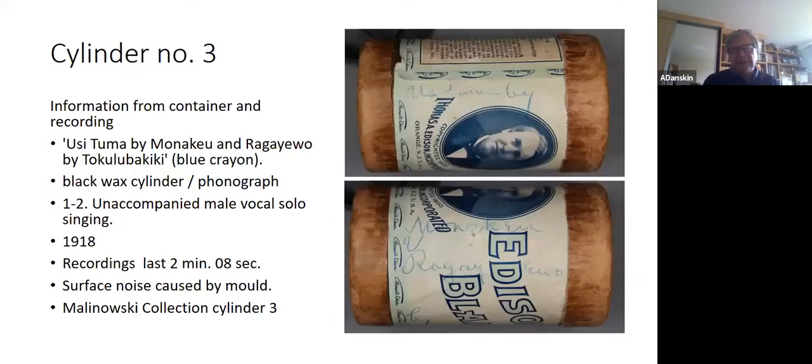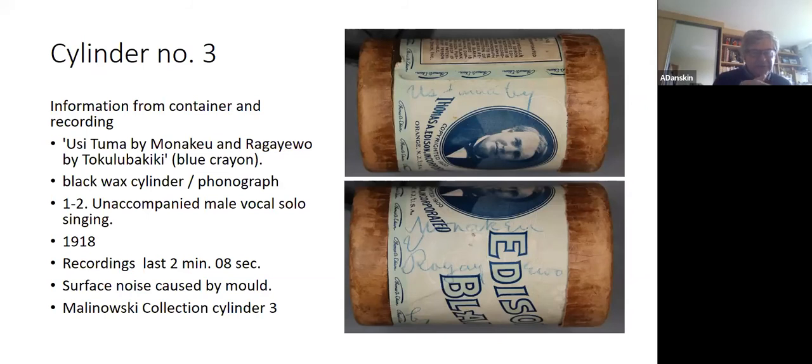So what I am actually going to use as my source of information is cylinder number 3 from the Malinowski collection, because that's the thing that I've chosen to catalogue. And there is some information on the container, as you can see. This is clearly an unpublished item, but the blue crayon, which is quite difficult to read, is actually information that was written by Malinowski himself about what's actually on the cylinders.